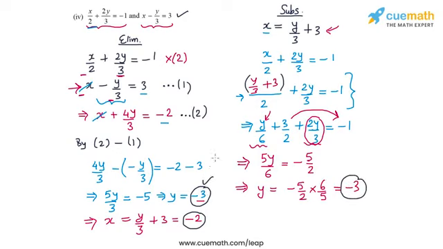And once we have the value of y, we can substitute it into this expression for x in terms of y, and we will get x as minus 2 again. So the solution to this pair of equations is x is equal to minus 2 and y is equal to minus 3.